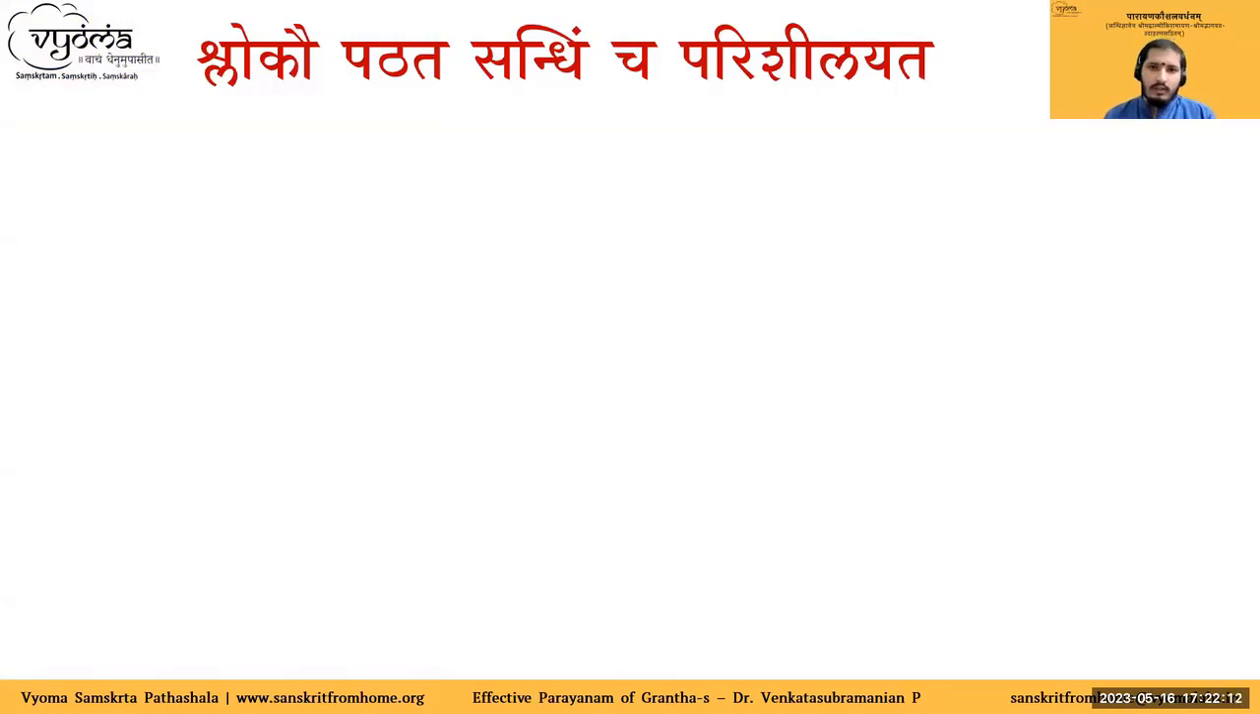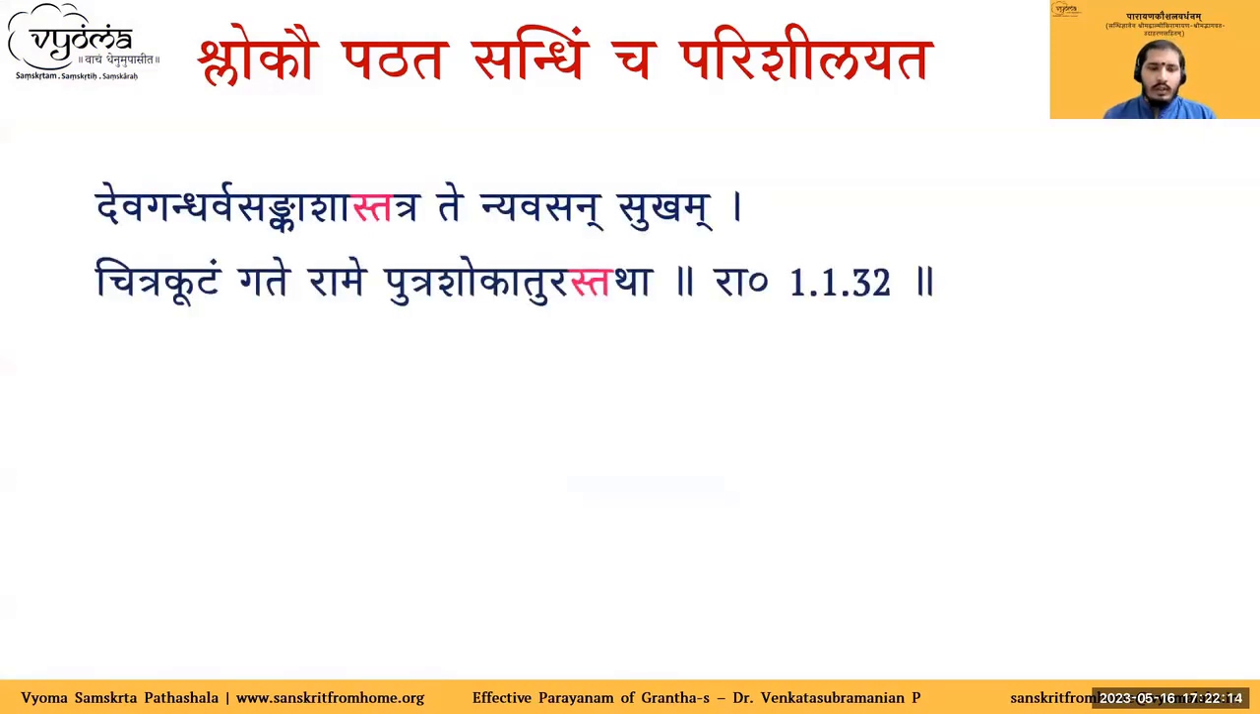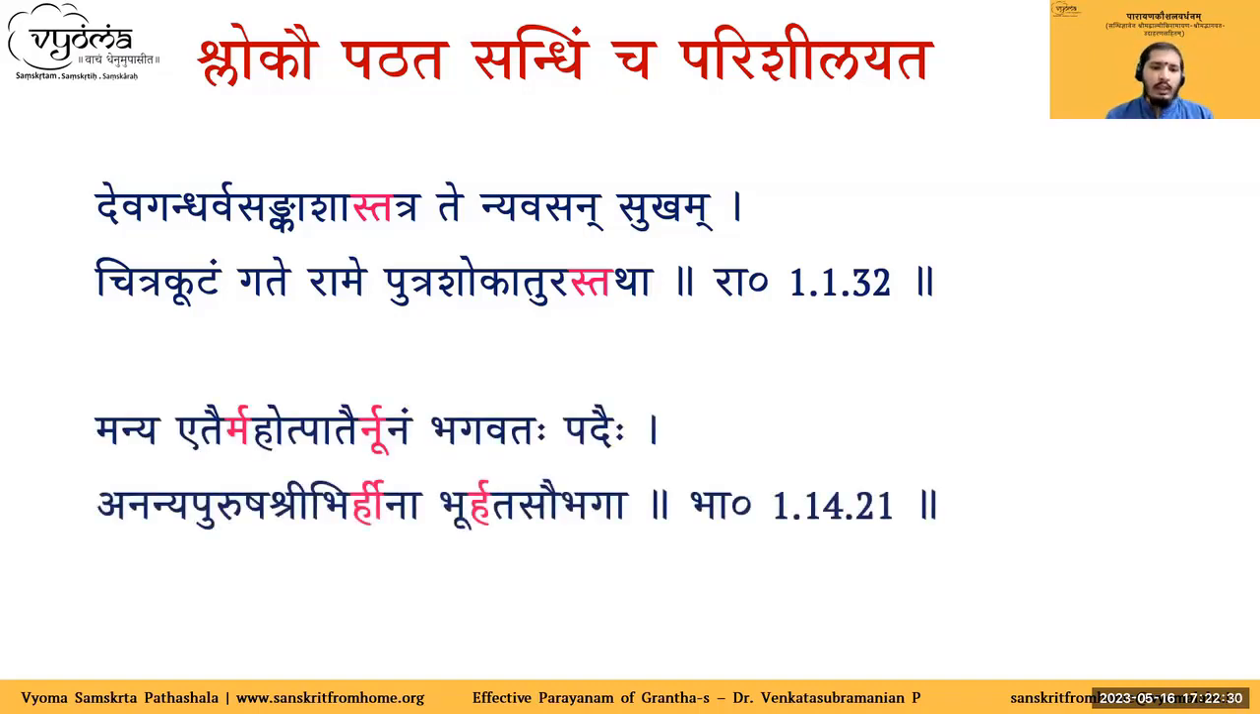First, let us see two shlokas. Deva gandharva sankashah satradenyavatam sukham, chitrakutam gate rame putrashokaturastatha. Manya etairmahotpatairnunam bhagavatah padaihi, ananya purusha shribhirhina bhurhata saubhaga. These are the two shlokas.